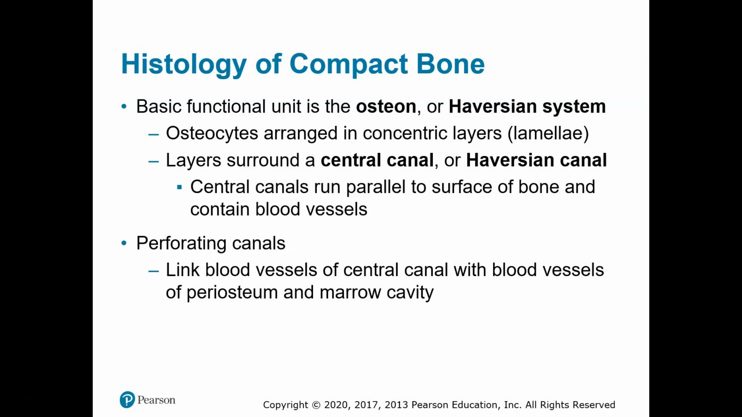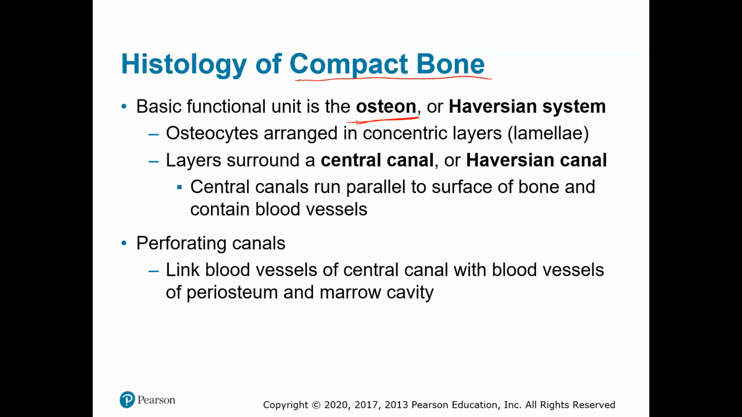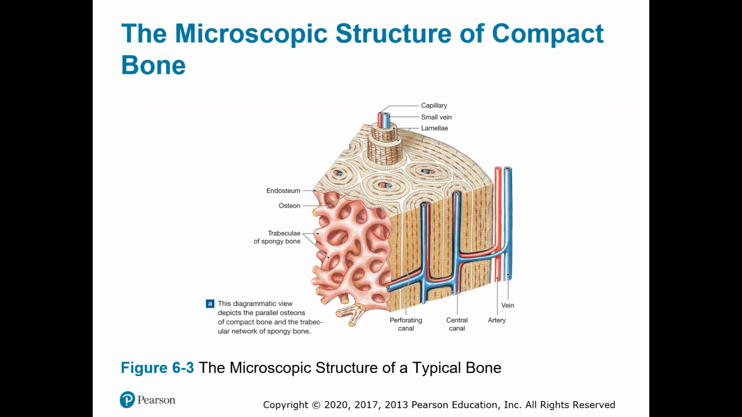All right, the basic functional unit of compact bone is called the osteon or Haversian system. Let me go back to that. Okay, this is an osteon. Under the microscope, that would be an osteon. That's a cross section of an osteon. You can see it better like this because it is circular if you look at it from above, but it's actually a cylinder that travels the length of the diaphysis.